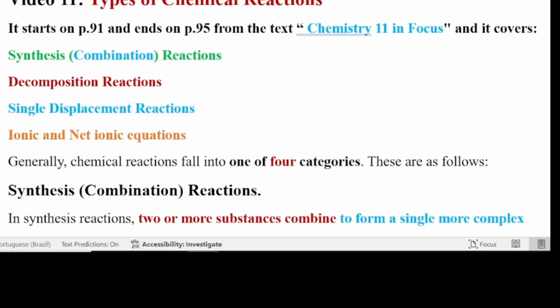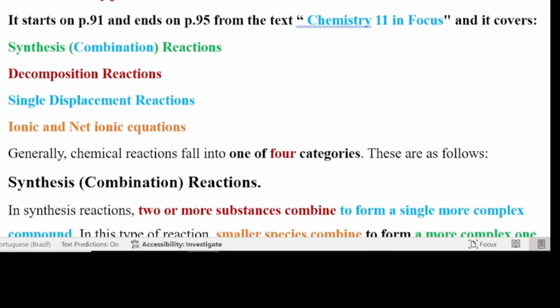Today's lesson deals with types of chemical reactions, and we'll cover synthesis or combination reactions, decomposition reactions, single displacement reactions, and we'll do ionic and net ionic equations. Of course, it starts on page 91 and it ends on page 95 from the text Chemistry 11 in Focus.